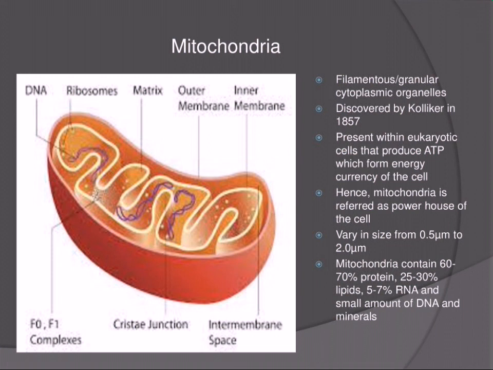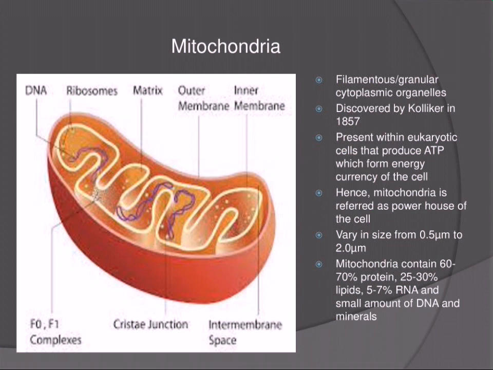Next we are going to see cristae. Cristae are the finger-like projections. You can see the projections, no, that zigzag projections. So this inner membrane gives rise to finger-like projections called cristae. These cristae increase the inner surface area of mitochondria to hold a variety of enzymes.